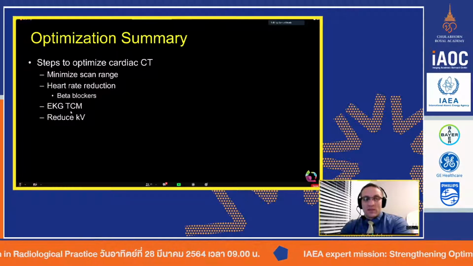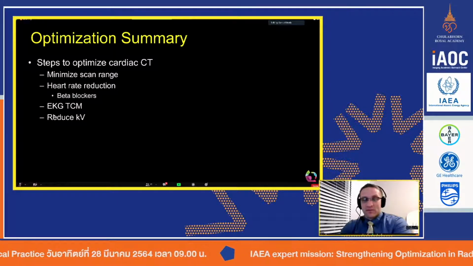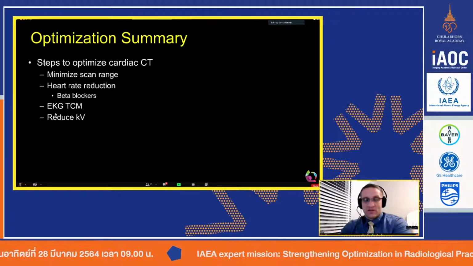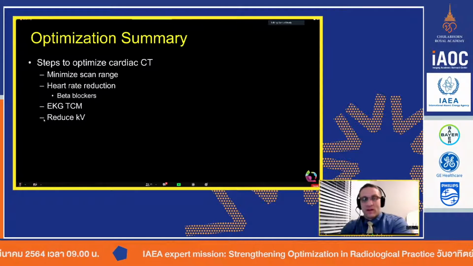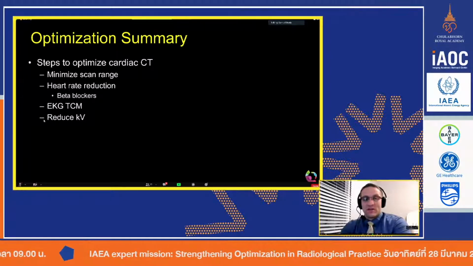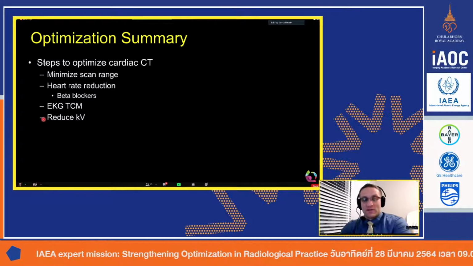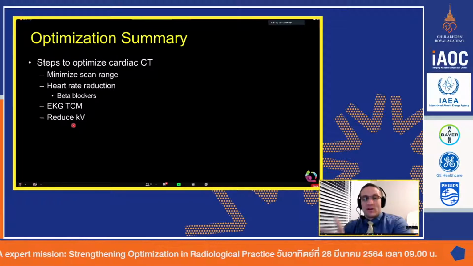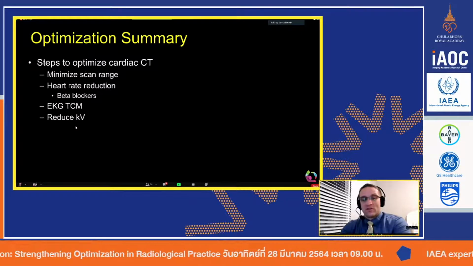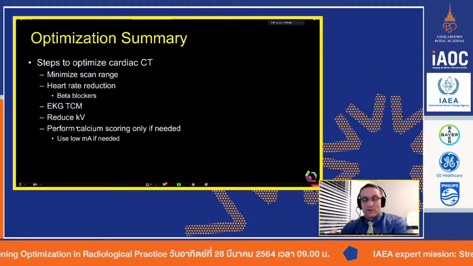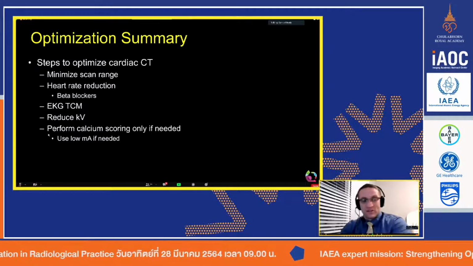And we talked about using the lowest kV possible, as long as the system can produce the right mA to keep your noise down. The lower kV obviously gives you dose reduction, but it also gives you good contrast enhancement, a little bit more of a pop to the image.